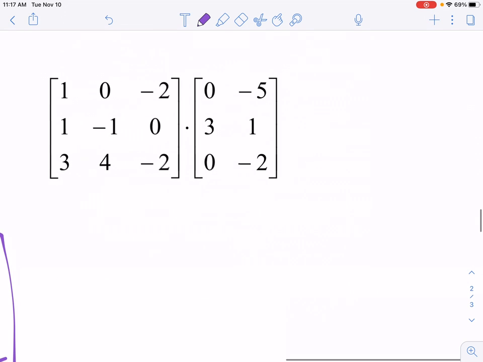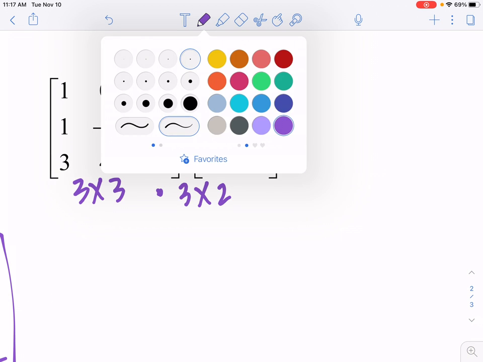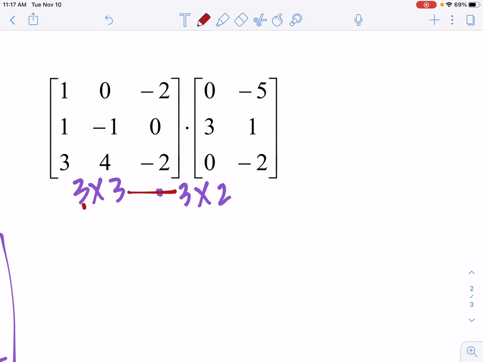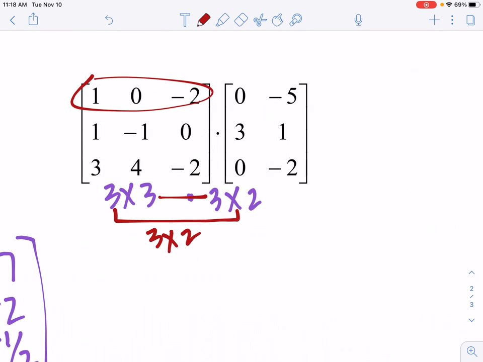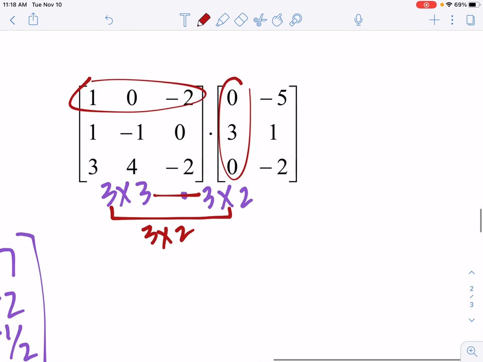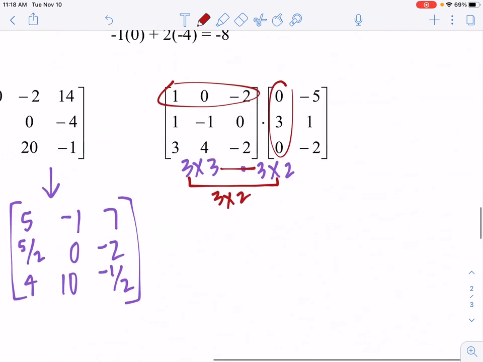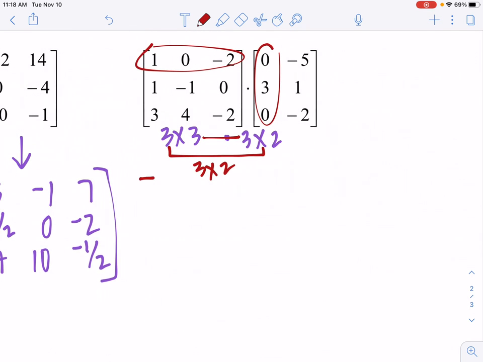All right, always check. This is a 3 by 3 times a 3 by 2. These are the same. So our final product's going to be a 3 by 2. If you want to pause, it's going to kind of go like this. Still this times this. Right, and then this times this. So on, so on. Here we go. Pause it if you want. See how much room I have.